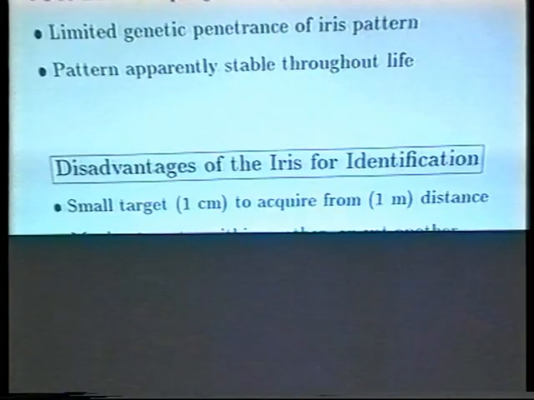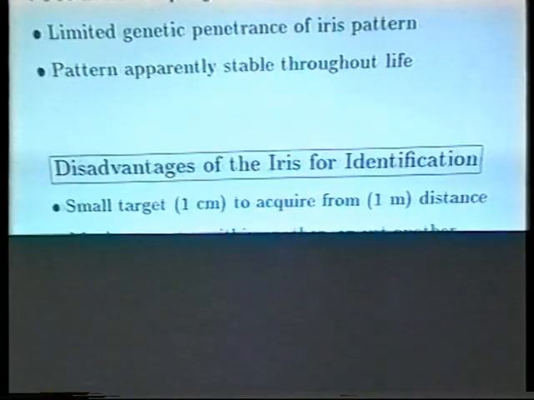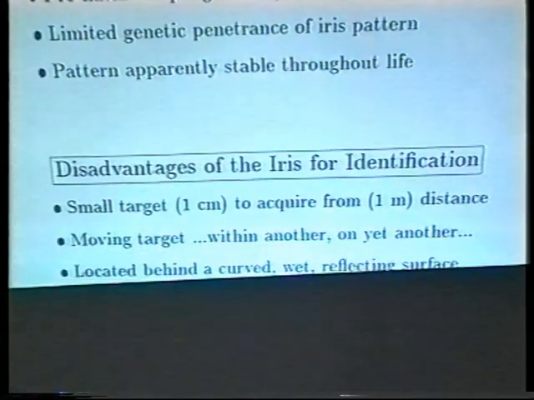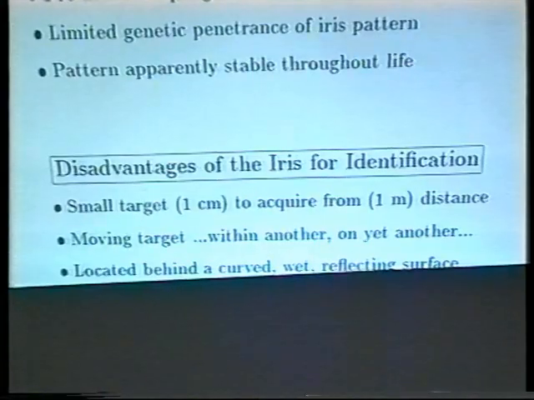Of course, the iris has disadvantages as well. First of all, it's a small target, about 1 centimeter in diameter. You want to acquire from a distance of 1 meter. That's challenging. Besides being a small target, it's a moving target. The eye moves in the head, which moves in the body. So, moving objects also makes it difficult.